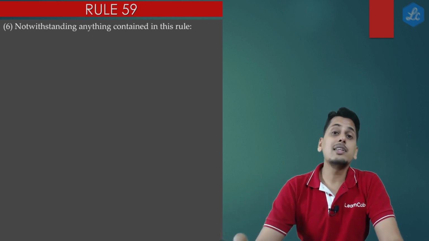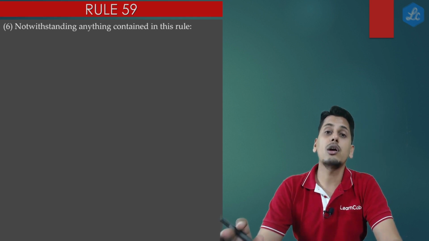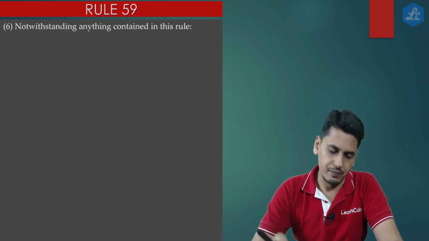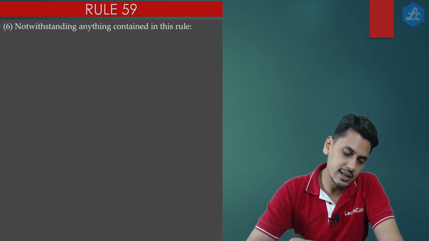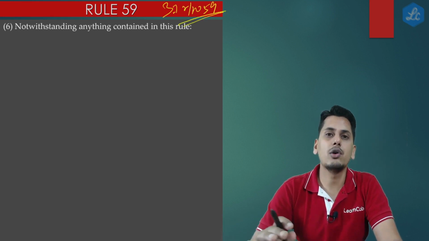So now friends, what is the provision which states that if you do not file 3B, 1 or IFF will not be allowed to be filed? Let's have a look. Rule number 59, sub rule 6. As we all studied friends, section 37 read with rule 59. It is for details of outward supplies.